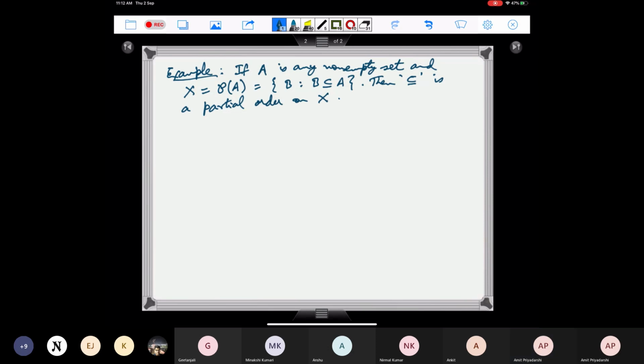So here we will write, if we have any two subsets, B1 is less than equal to B2. This means B1 is a subset of B2. So you can see here that you may have two elements such that neither is a subset of the other. So in that case, they cannot be compared. But this satisfies the reflexivity, transitivity, and antisymmetry. So therefore, this becomes a partially ordered set with this subset relation.